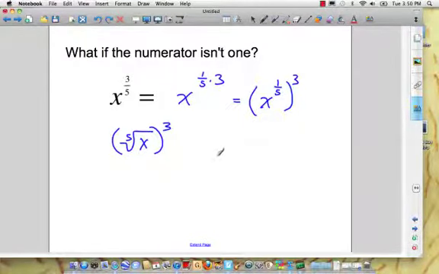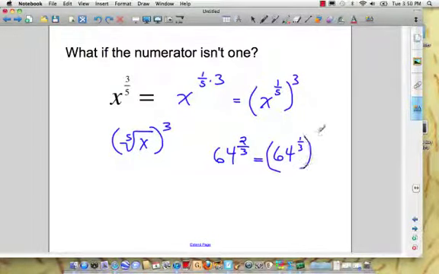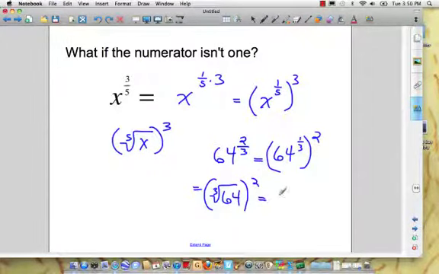So here's an example with numbers. Suppose you had, let's say, 64 to the 2/3. Well, that's going to be 64 to the 1/3 squared, which is the cube root of 64 squared. The cube root of 64 is 4 because 4 times 4 times 4 is 64, and 4 squared is 16.